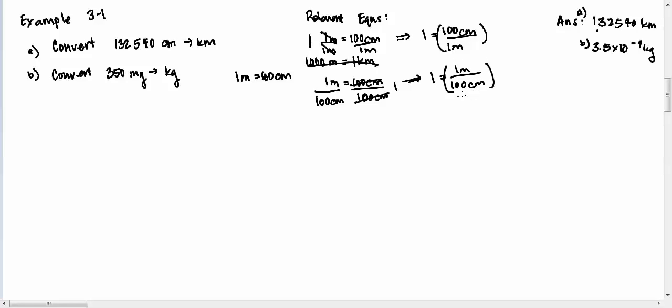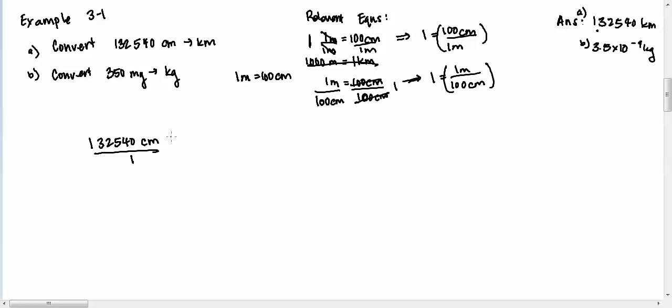Now, here's how we do this. We start off with our numbers like 1, 3, 2, 5, 4, 0. So that would be 132,540 centimeters. Always put the units on this. And you can kind of think of this as all being divided by 1 if you wanted to think of that as a fraction.